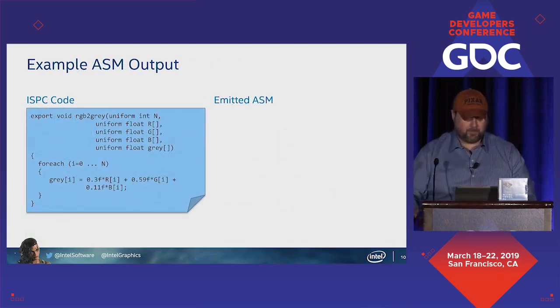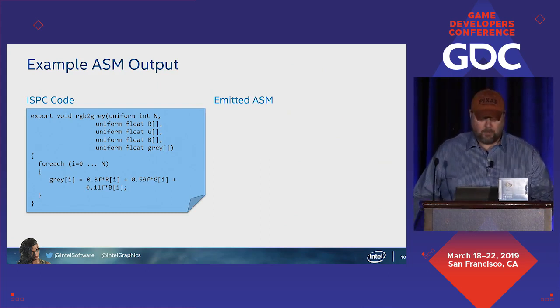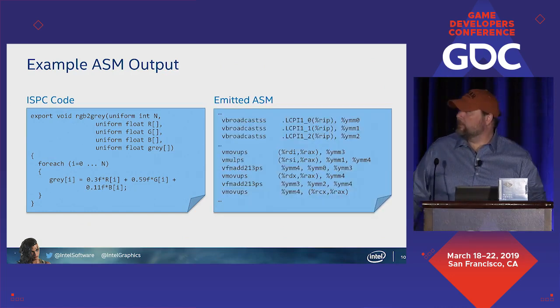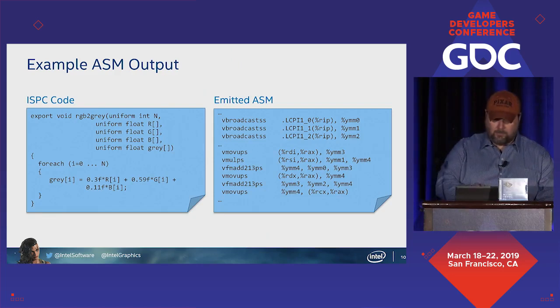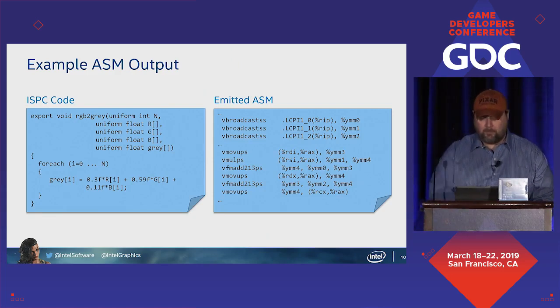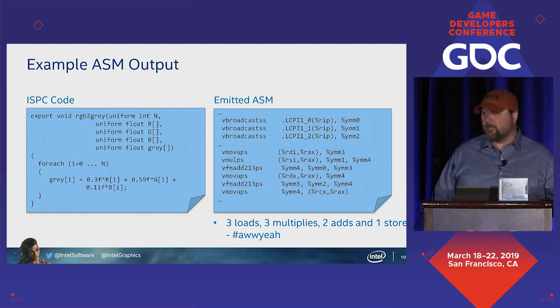So let's take a look at some example assembly output here for a second. Here we've got our RGB to gray. With a foreach loop, we're going to iterate through all of those arrays and perform that computation and store it in the gray array. And this is what's generated from the compiler. There's some more stuff going on here for the foreach, but the inner loop of the foreach generates 3 loads, 3 multiplies, 2 adds, and a store. And that's pretty good.